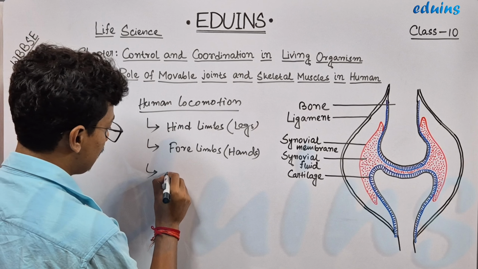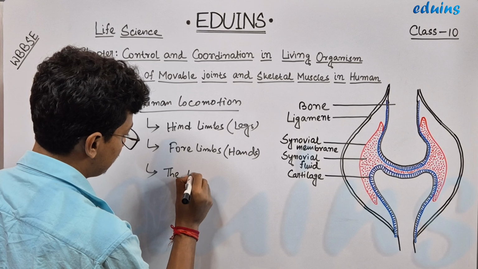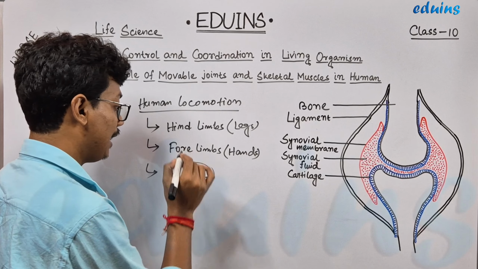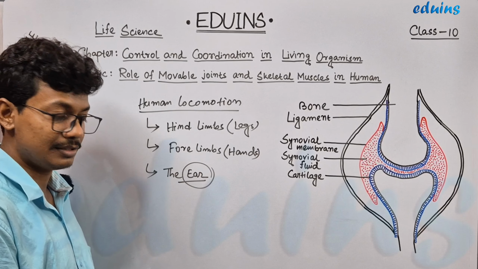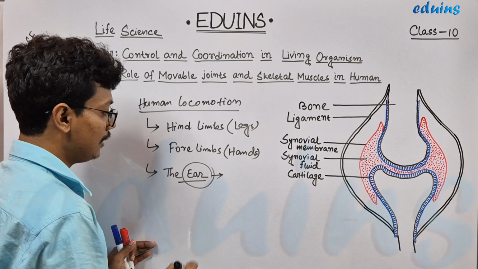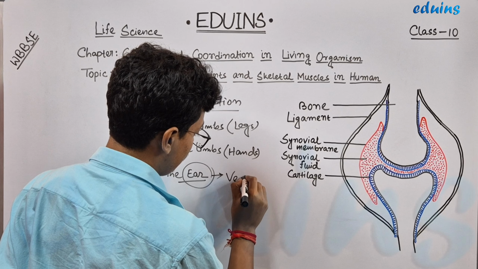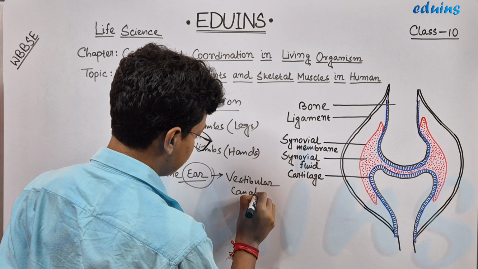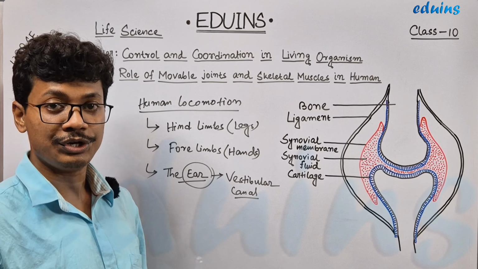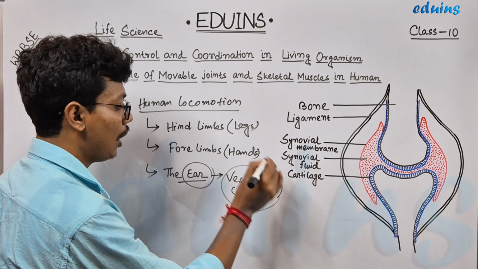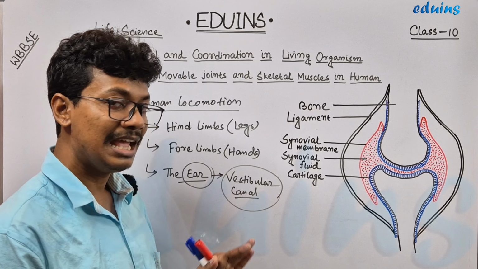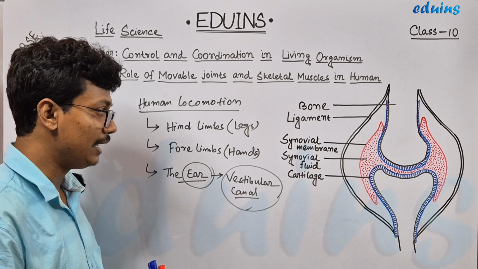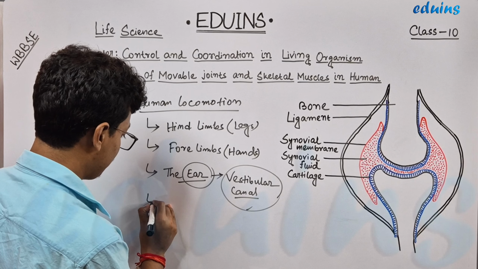Third, that is the ear. The question is how our ear helps in our locomotion. Yes, the part of the ear, that is the vestibular canal, which is filled with a fluid. This fluid of the vestibular canal helps in body balancing when the body is in a moving condition. So this is the ear.